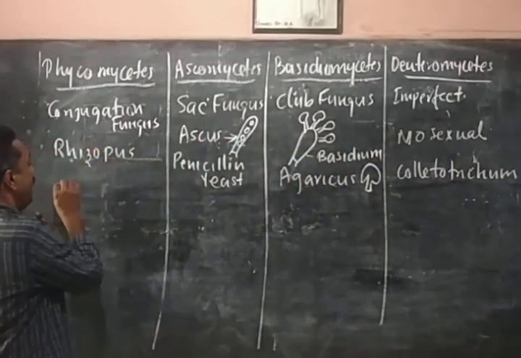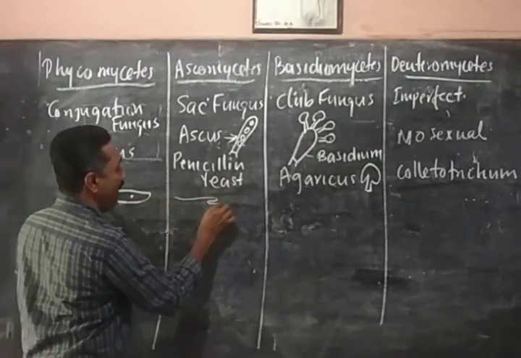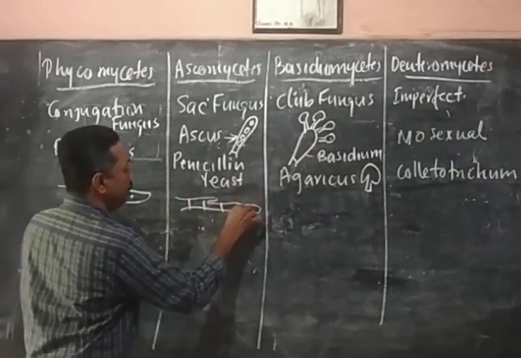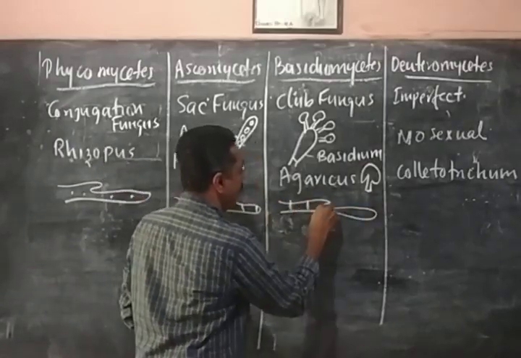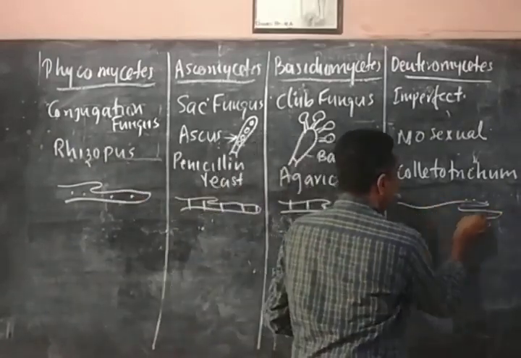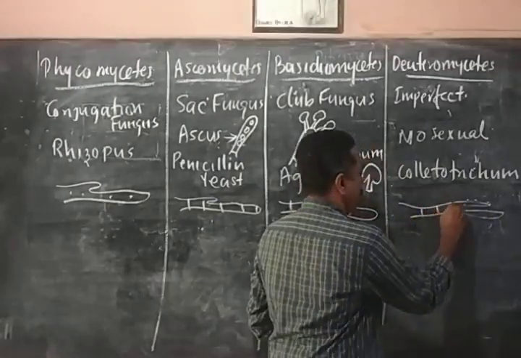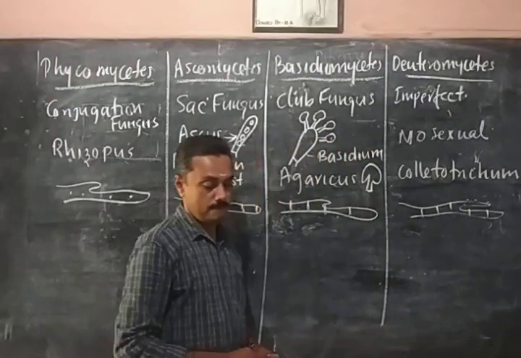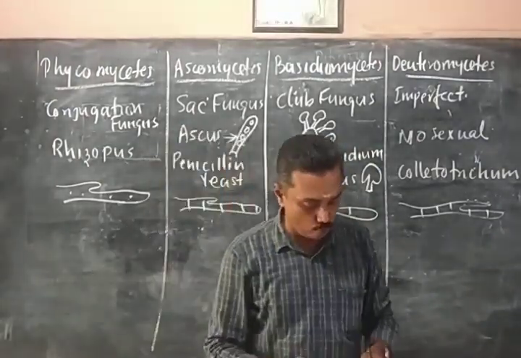And here the hypha is aseptate hypha, and here the hypha is septate hypha. And here also the hypha is called septate hypha. Here also it is septate hypha. These are the types of hypha present in these groups.